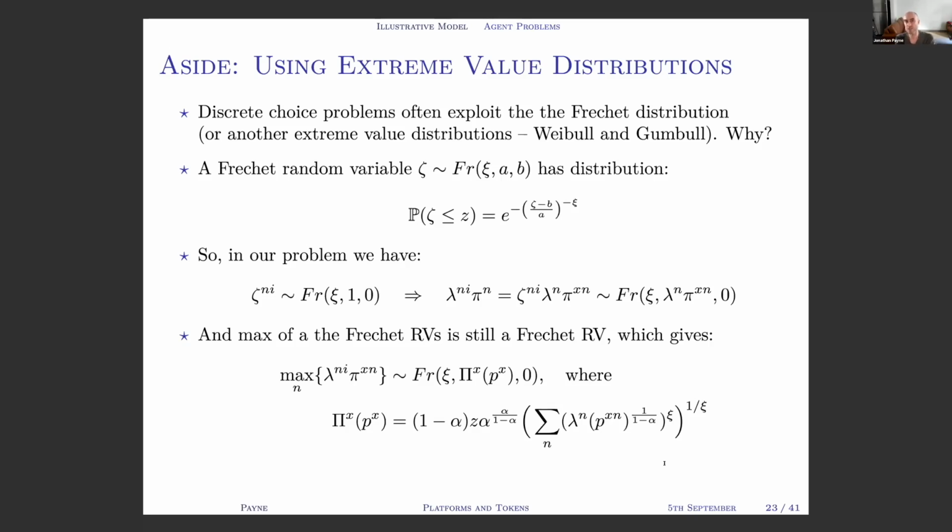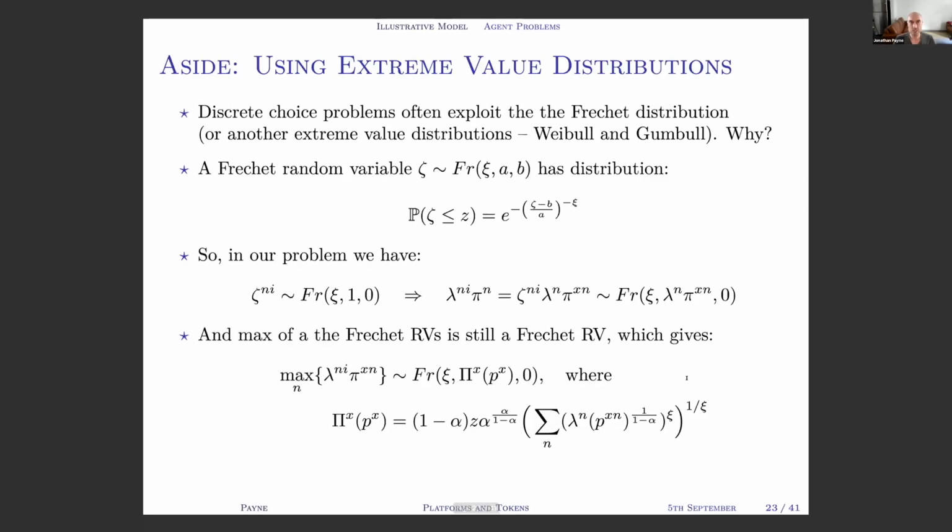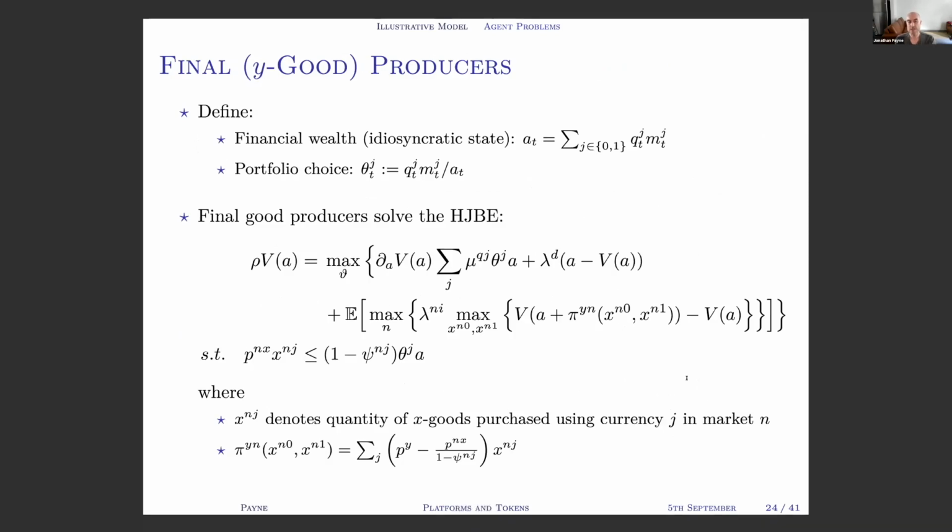This is why the discrete choice literature uses these distributions so much when it wants to think about which network do you join, or which platform do you go to, or which country do you trade with, when it's a discrete choice kind of problem. Okay, so that's just a quick technical aside.